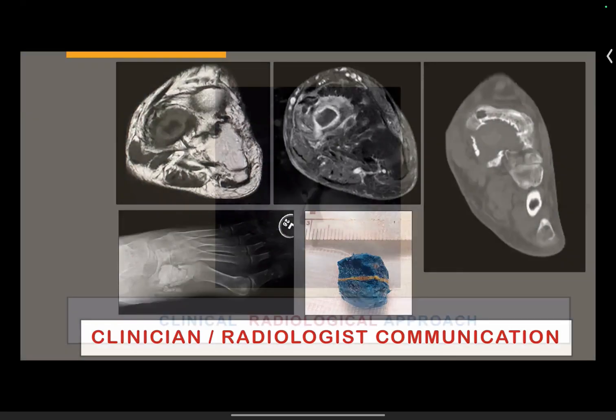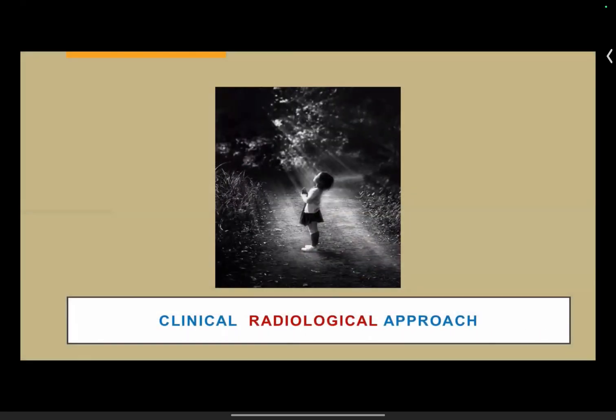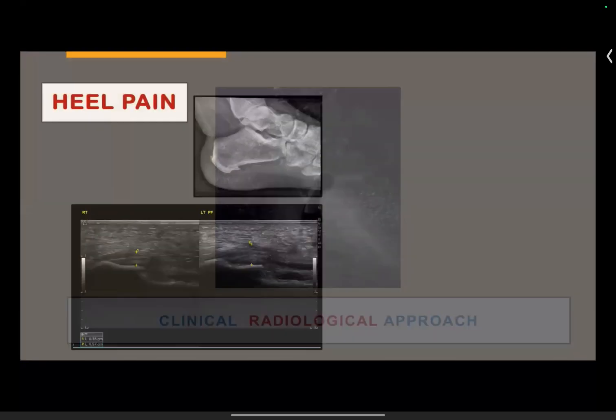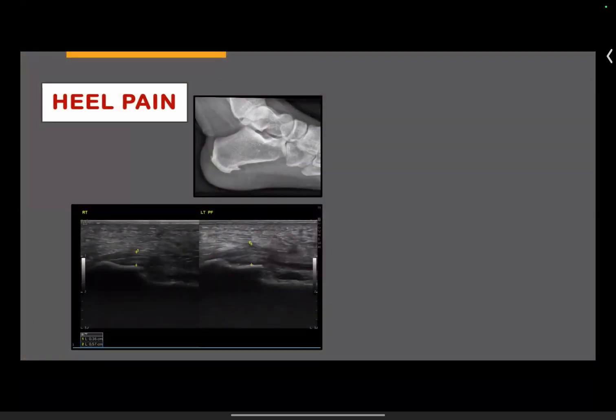Okay. So that's what we call clinical radiological approach, right? We are radiologists, but we're clinical radiologists, and we need to have that communication with the clinicians. Okay. And we also have to have a clinical thought process. Okay. So for that, let me take an example of few cases of heel pain, right? Okay. Heel pain is quite a common condition that comes to our MSK clinic.